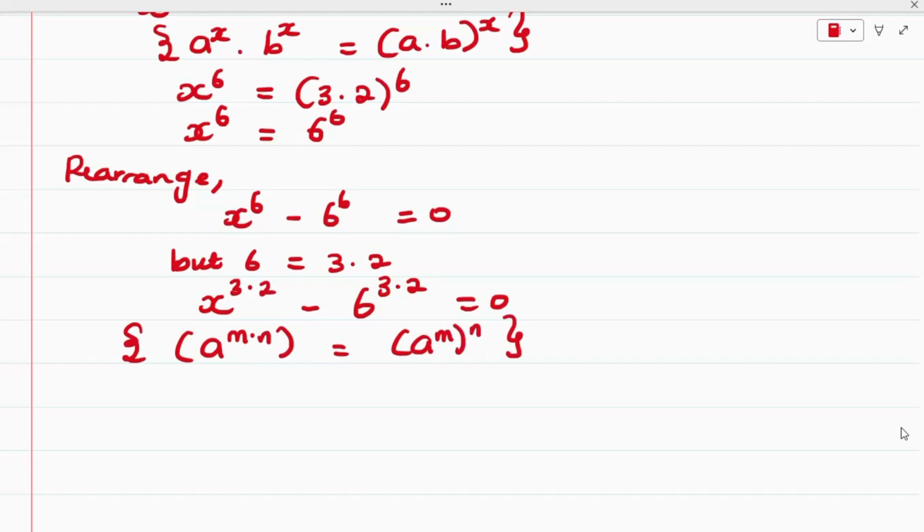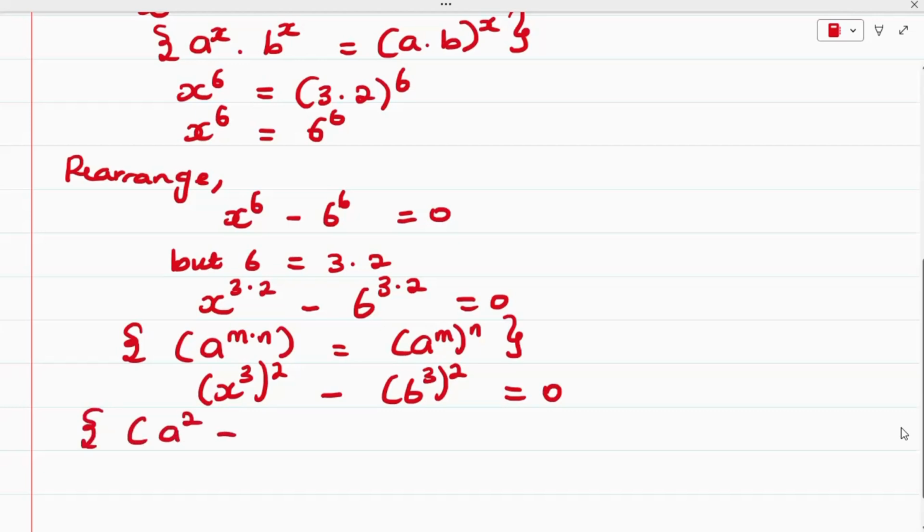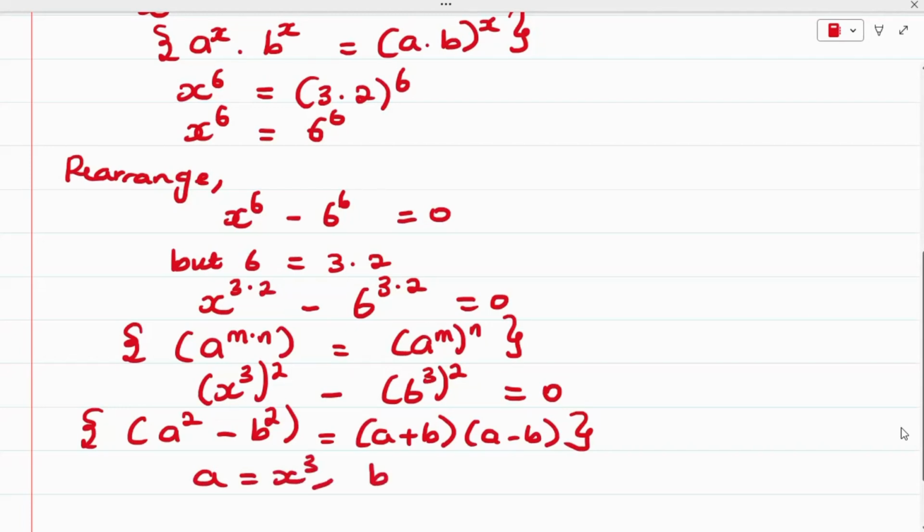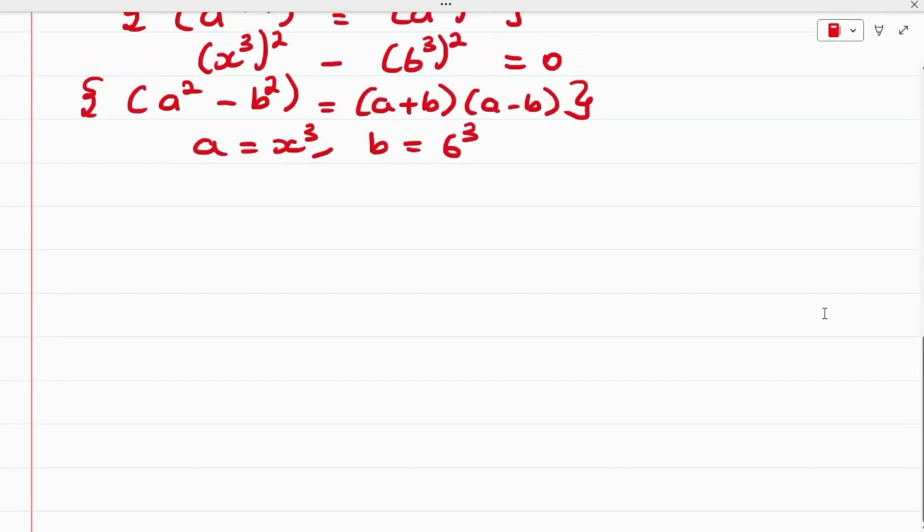Applying this, we have (x^3)^2 minus (6^3)^2, and this is equal to 0. So we want to apply this property that says if we have a^2 minus b^2, this is equal to (a plus b) multiplied by (a minus b). Applying this, we have that a is equal to x^3 and b is equal to 6^3. So we have this written as (x^3 plus 6^3) multiplied by (x^3 minus 6^3), and this is equal to 0.